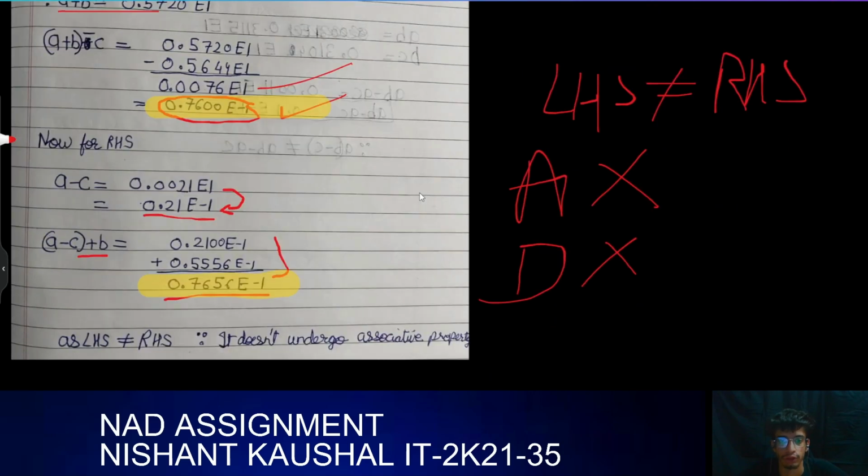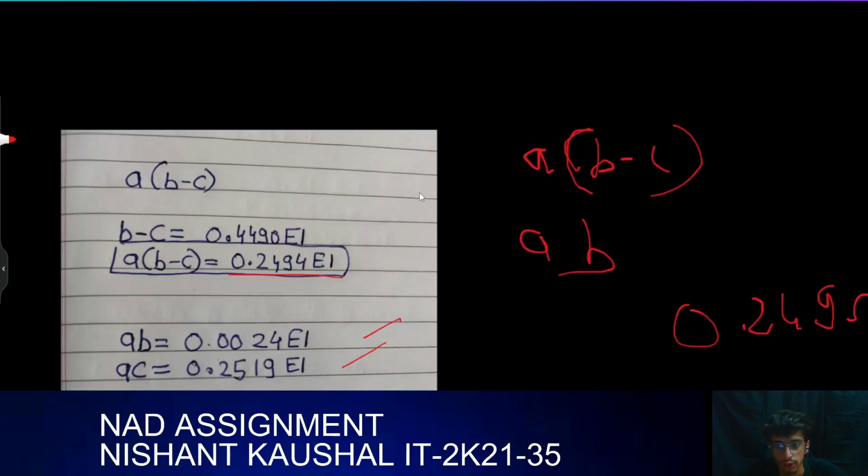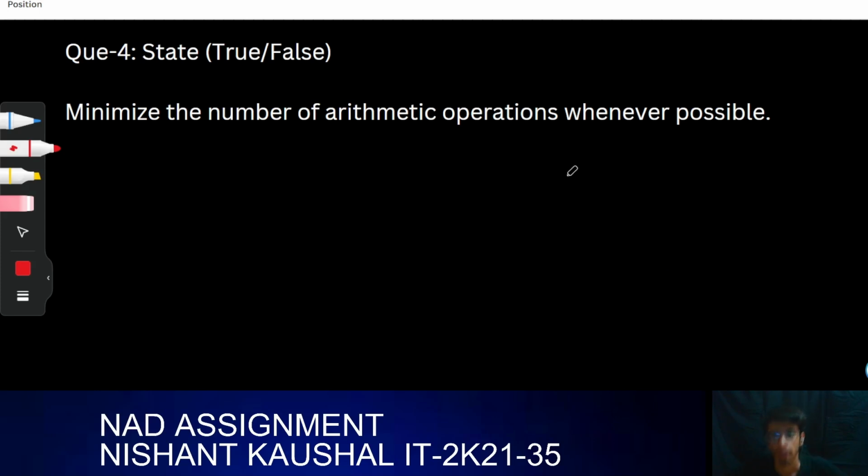Now we will proceed to the next section, that is true or false. Our first question is: minimize the number of arithmetic operations whenever possible. So this should be true, because when we minimize our arithmetic operations, it increases the efficiency of our program.